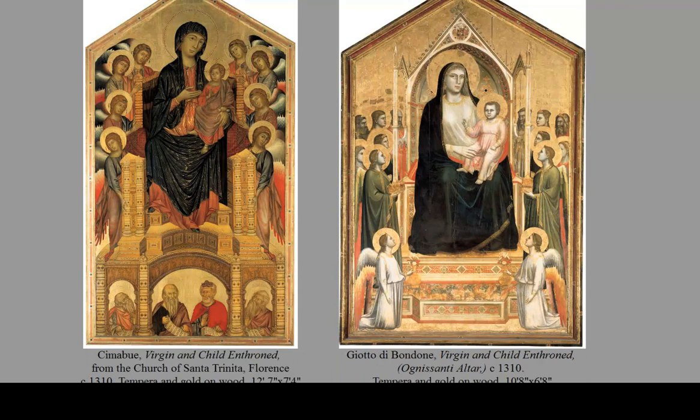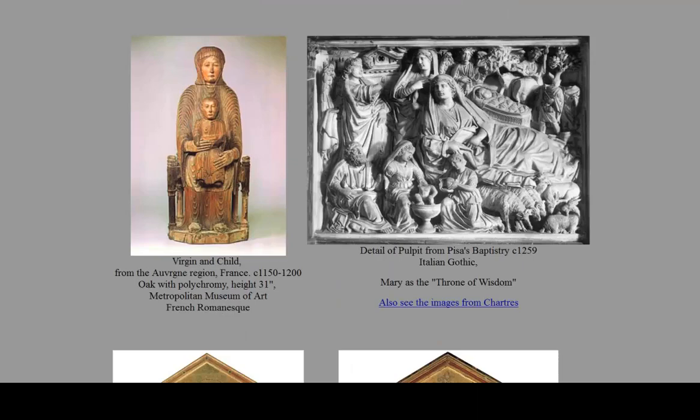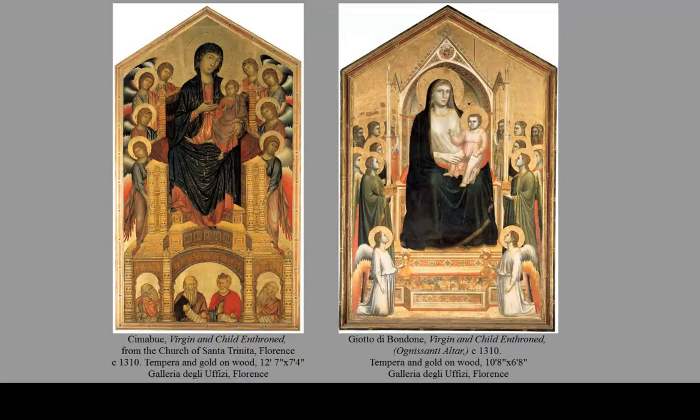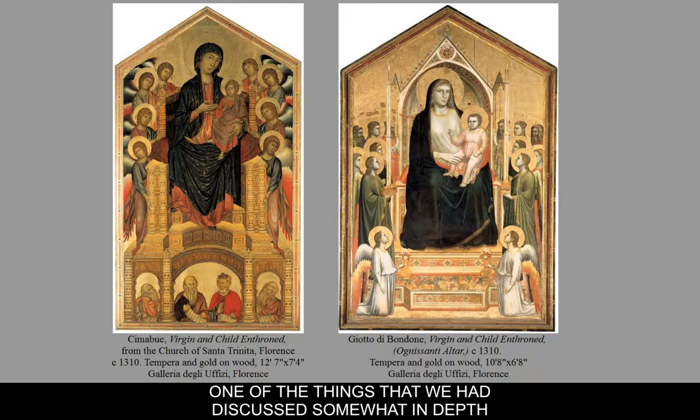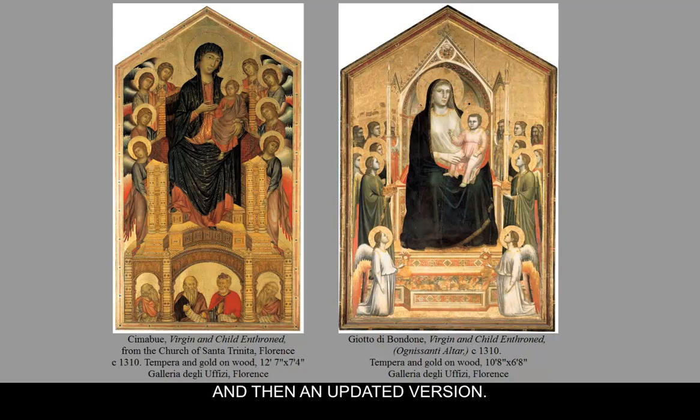One of the things that we had discussed somewhat in depth before were the ideas of schema and correction, meaning that there's an original plan or original schema and then an updated version. And we looked at this painting by Cimabue, who is a Florentine painter.